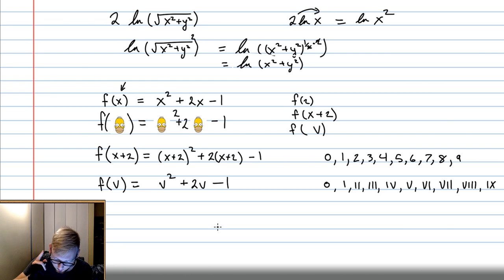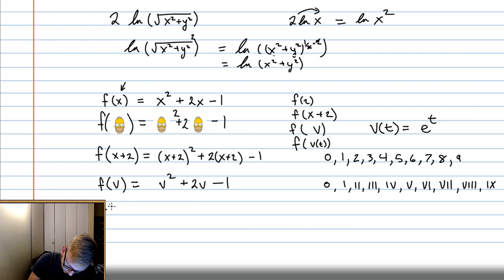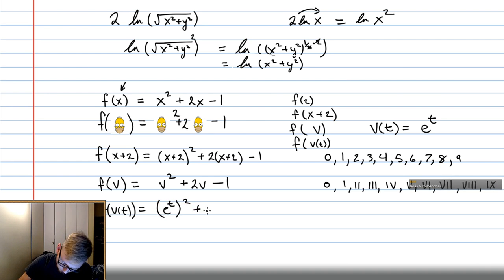Well, that's pretty easy. What about when v is itself a function? So let's say it's v of t this time, which is e to the t. This is where people screw up. They don't know what to do in this case. Well, f of v is just f of v of t. So you just plug in your v of t for wherever there's an x in your original. So we've got e to the t squared, plus 2e to the t, minus 1.